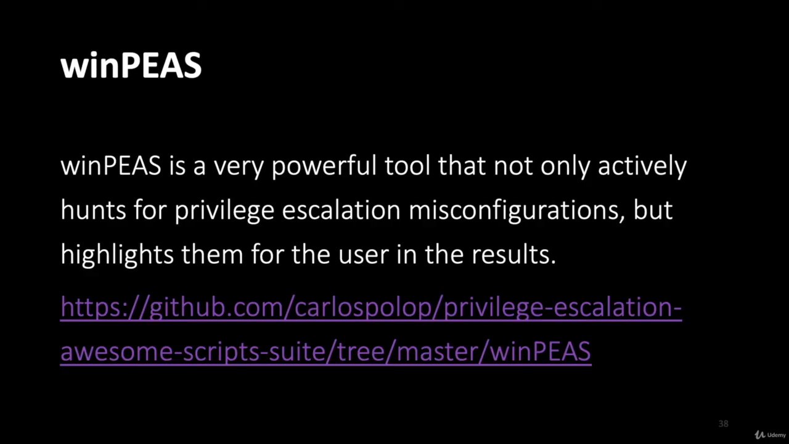WinPeas is part of the Privilege Escalation Awesome Script Suite and is likely the most powerful tool we will use on this course. It will also be the main tool I'm going to use in my demos. This is because not only does it actively hunt for privilege escalations, but it highlights misconfigurations in red to draw your attention to them. It also allows you to run certain checks individually. Out of all the tools mentioned, WinPeas also seems to be the most maintained, which is another good reason to have it as the main tool in your arsenal.